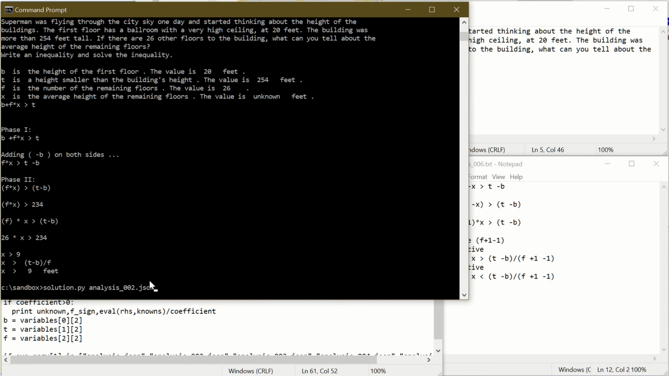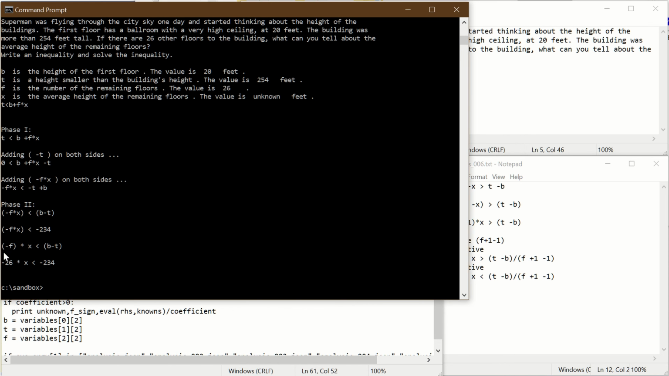Then the second one, x is larger than 18. Then the third one, x is smaller than 9. Very good. Fourth one, x is smaller than or equal to 9. Fifth one, well, on the fifth one, we will solve it in the next session because we have a negative coefficient.